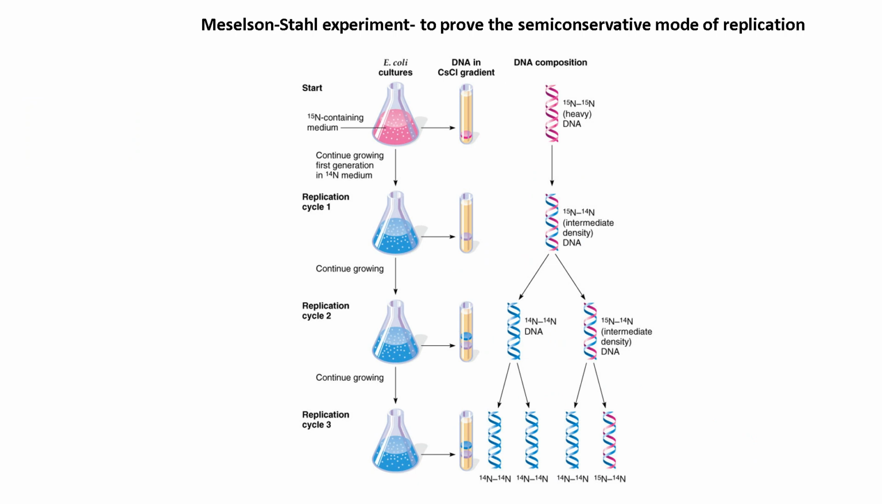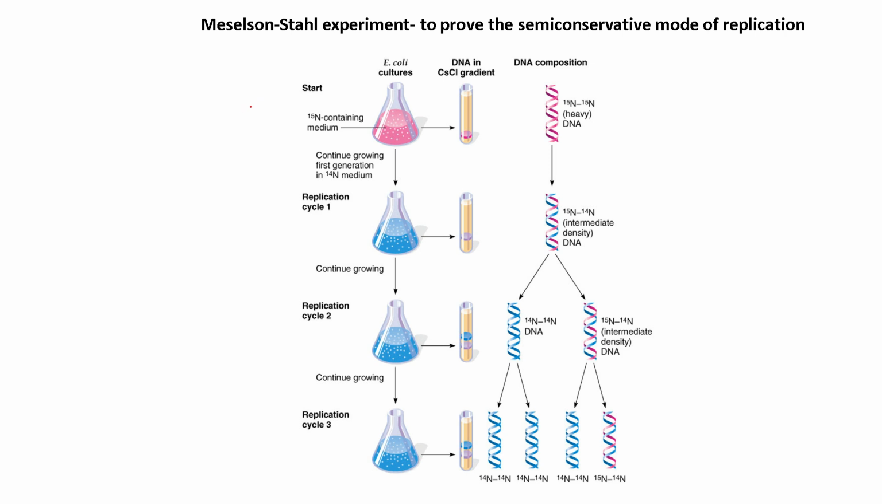The Meselson-Stahl experiment aimed to investigate the mode of DNA replication, especially whether it followed a conservative, semi-conservative, or dispersive pattern. Here, I will be giving the detailed explanation.